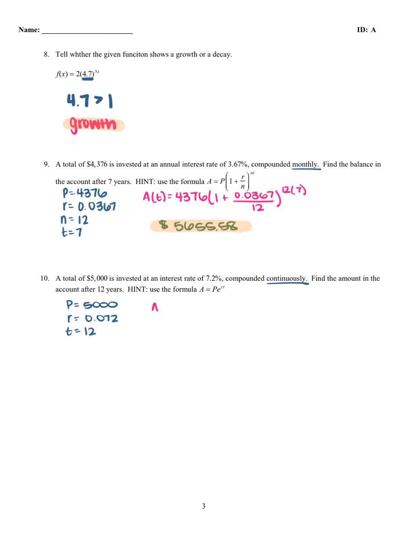So this is going to give us A of T is equal to 5,000 times e to the power of 0.072 times 12. Remember, you're dealing with money, so you're rounding to 2 decimal places. You should get $11,863.16.